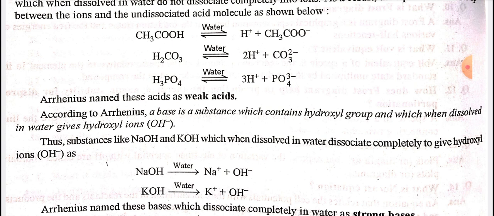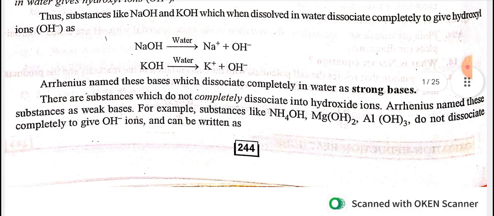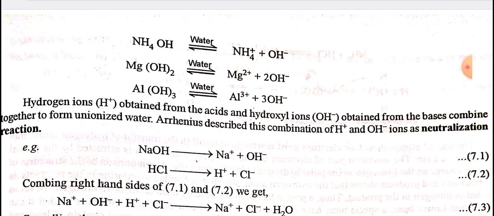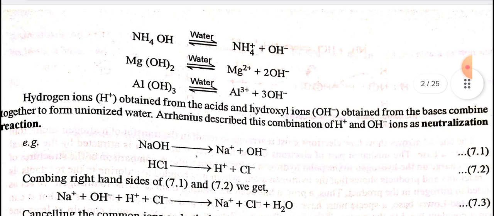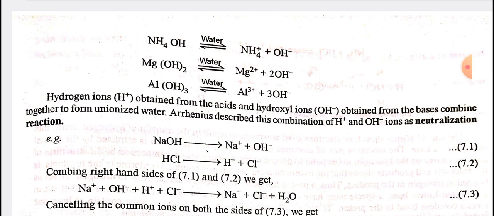There are substances which do not completely dissociate into hydroxide ions. Arrhenius named these substances weak bases. For example, substances like ammonium hydroxide, magnesium hydroxide, and aluminum hydroxide do not dissociate completely to give hydroxyl ions and can be written as you can see. There is an equilibrium established between their molecule and their respective ions in ammonium hydroxide, magnesium hydroxide, and aluminum hydroxide.